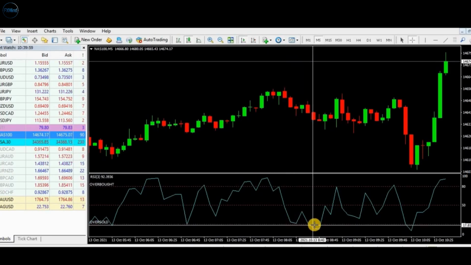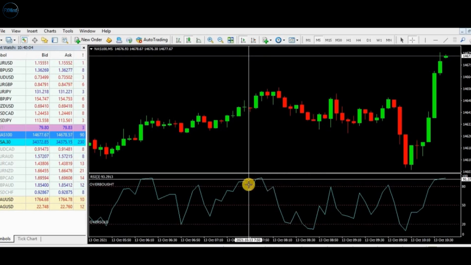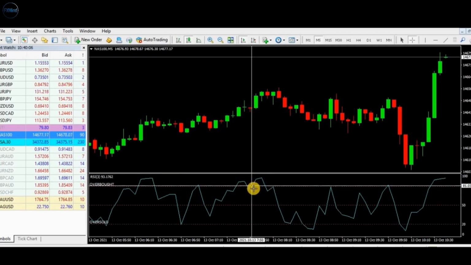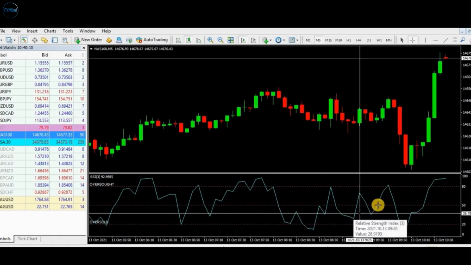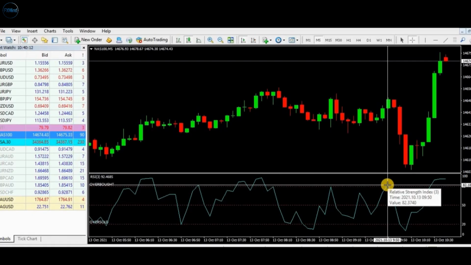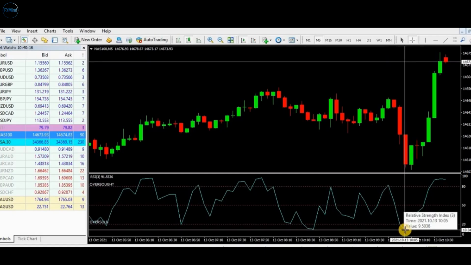So with the first part of the strategy, which is the RSI, we look for areas that are overbought and areas that are oversold. This can be considered as an area that is overbought. This is considered as an area that's oversold.